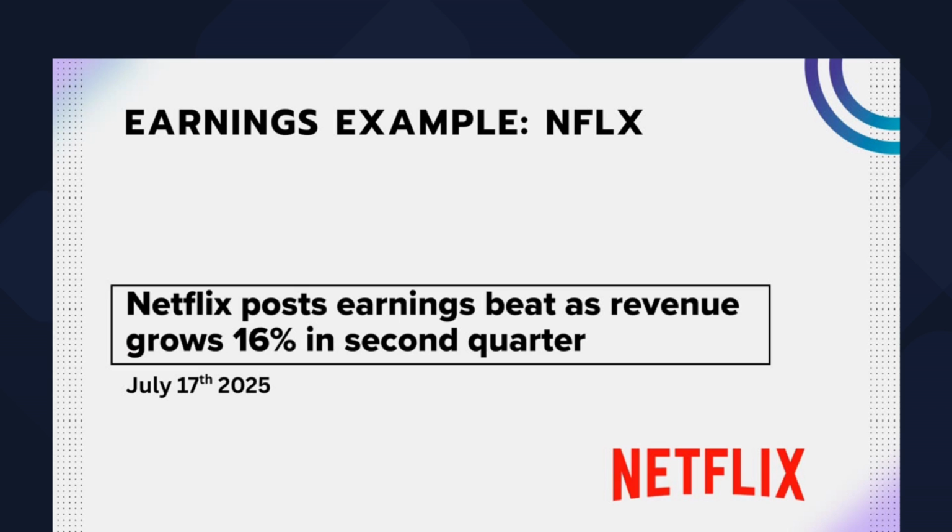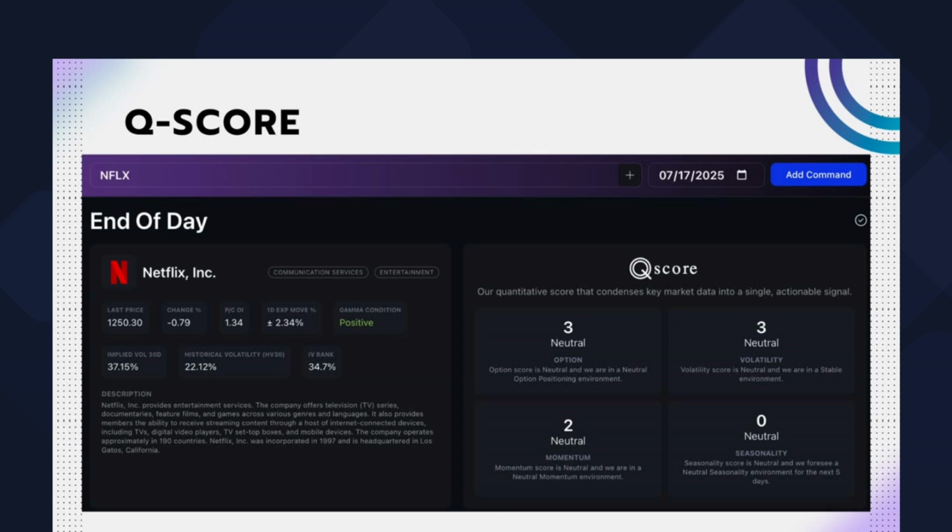All right. Next one, Netflix, right? Netflix, again, they beat earnings. The growth was 16% in the second quarter, but there was some concern during the earnings, and this was from July 17th, right? So again, let's look at what the data is telling us. This is the quant model.